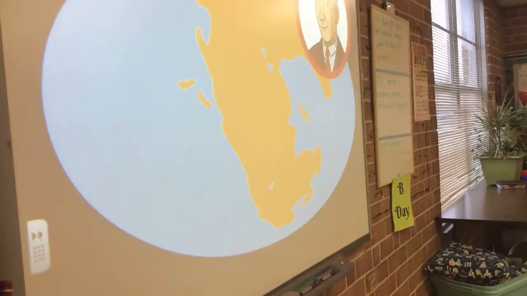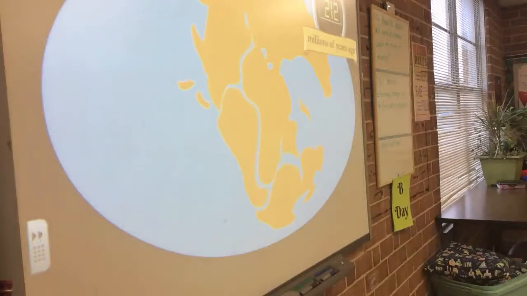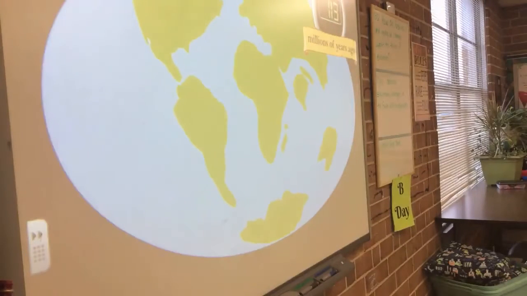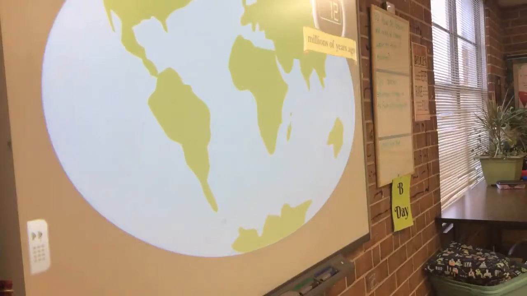In the early 20th century, a scientist named Alfred Wegener called this supercontinent Pangaea. He thought different chunks of it broke off and slowly moved apart. Over millions of years, they formed the continents we know today.